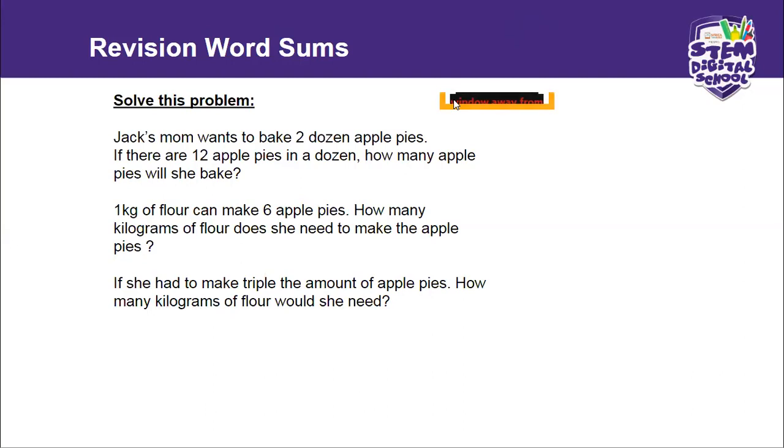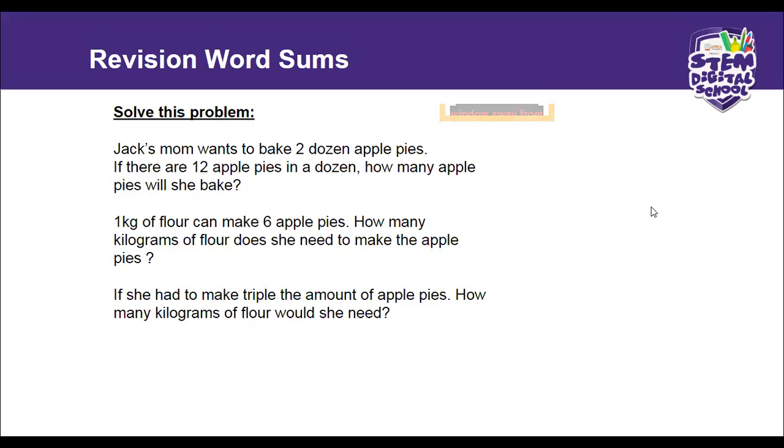Jack's mom wants to bake 2 dozen apple pies. If there are 12 apple pies in a dozen, how many apple pies will she bake? Say what you want to say now.